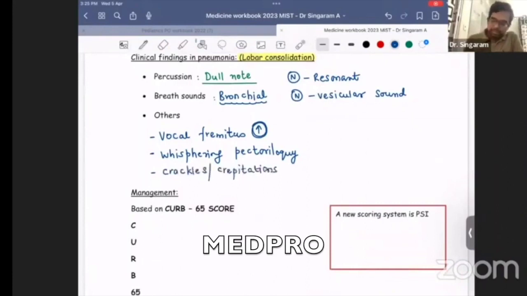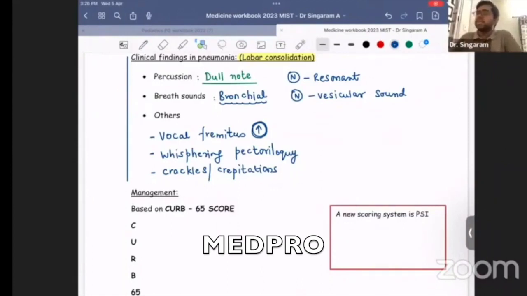These are the characteristic set of findings which you will encounter in a patient with lobar consolidation. Please make a note of all these. These are all very important clinical examination findings. A little later, I will do a comparison of all these clinical findings when I do the other topics also. At that time, again, I will come back to these findings. I hope you're able to follow this.